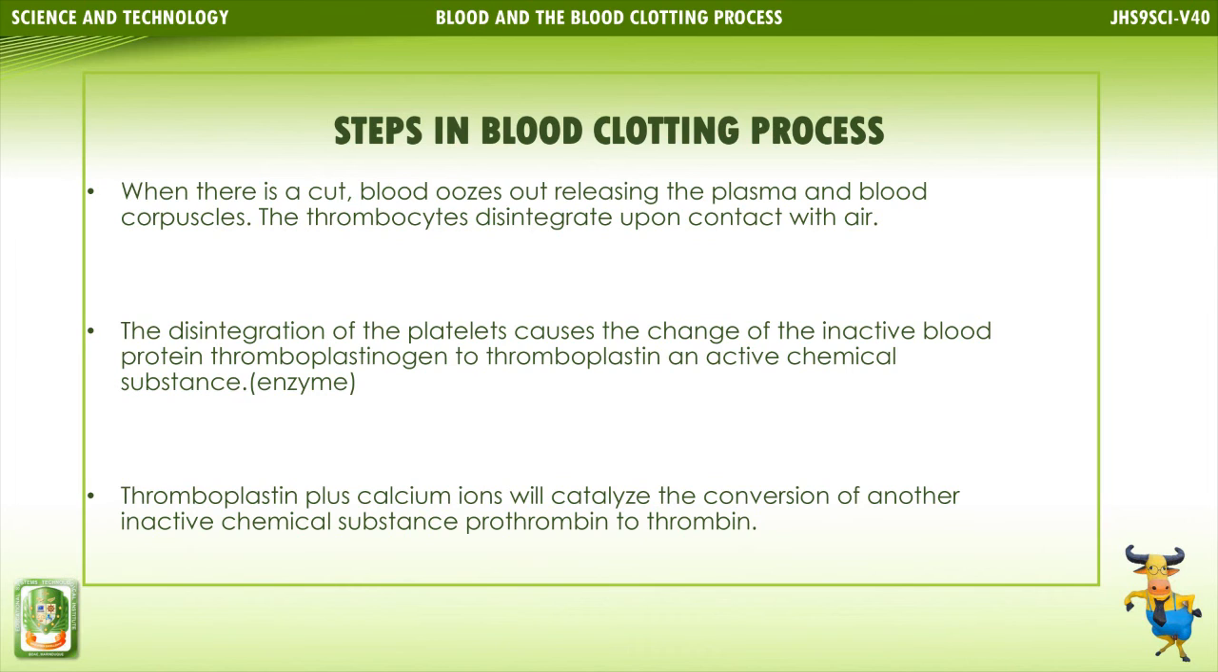What are the steps in blood clotting process? First, when there is a cut, blood oozes out, releasing the plasma and blood corpuscles. The thrombocytes disintegrate upon contact with air. Next, the disintegration of the platelets causes the change of the inactive blood proteins, which is the thromboplastinogen to thromboplastin, an active chemical substance. Next, the thromboplastin plus calcium ions will catalyze the conversion of another inactive chemical substance, which is the prothrombin to thrombin.